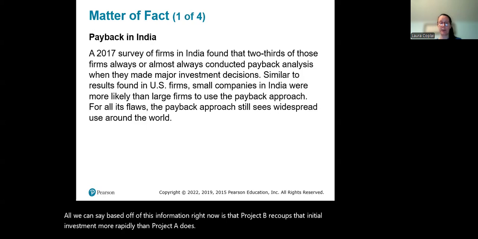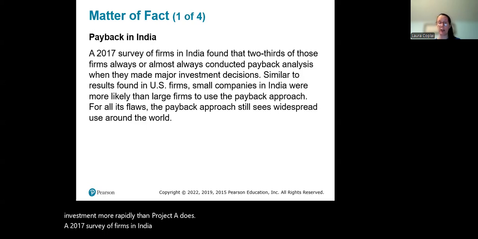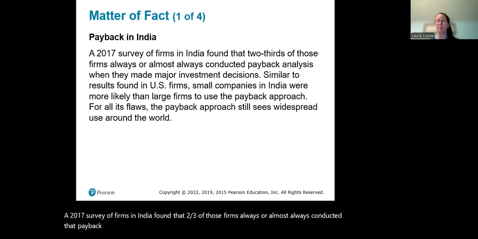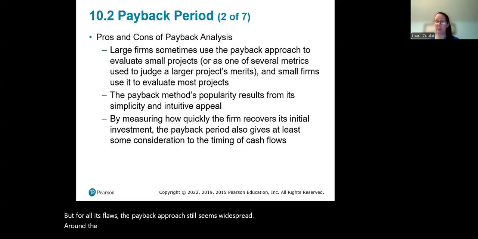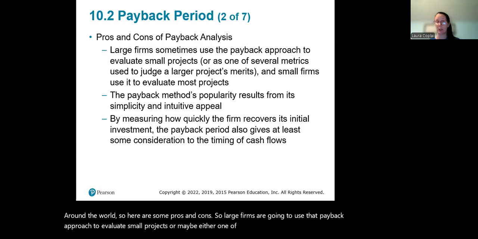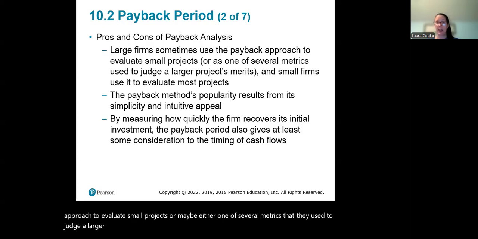A 2017 survey of firms in India found that two-thirds of those firms always or almost always conducted payback analysis when they made major investment decisions. Similar to results found in the US, a lot of small companies in India were more than likely to use the payback approach. But for all its flaws, the payback approach still seems widespread around the world. So here are some pros and cons. Large firms are going to use the payback approach to evaluate small projects, or maybe it's one of several metrics they use to judge a larger project's merit. And small firms are going to use it to evaluate most of their projects.